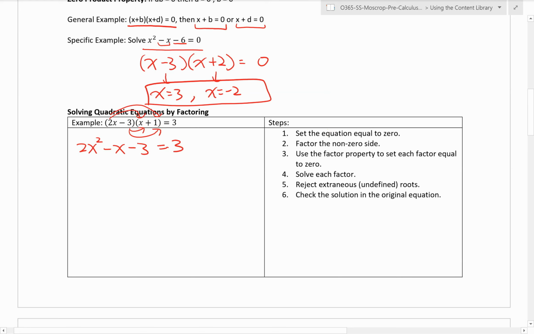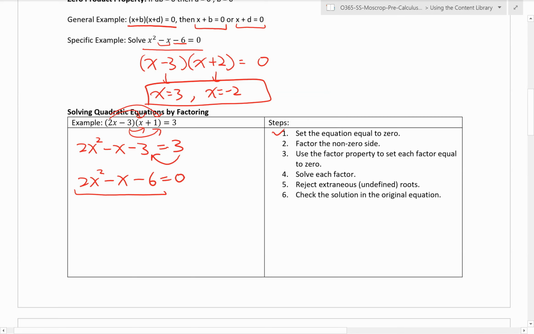Once you have it expanded, follow the steps. First step, set the equation equal to 0. I'm going to move this 3 to the left, so you end up with 2x squared minus x minus 6 equals 0. When you solve linear equations, you isolate for x. To solve quadratic equations, the first step is to make it equal to 0. Step 2, factor the non-zero side. So now I need to factor this.